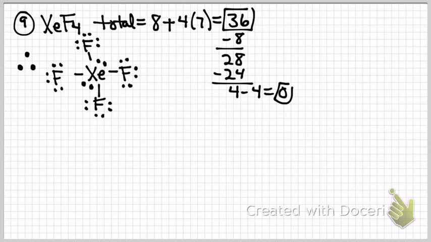I want to get the geometry. So I go to the xenon. I count up the number of pairs of electrons. There are 4 bonding pairs and 2 lone pairs for a total of 6.